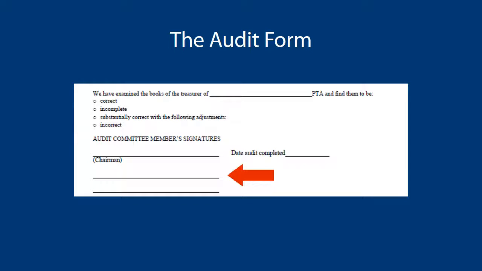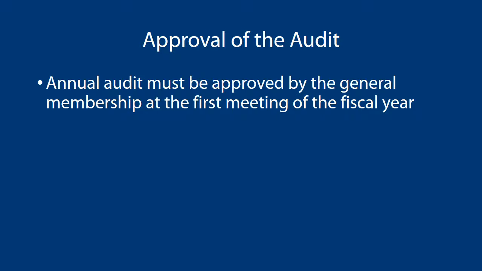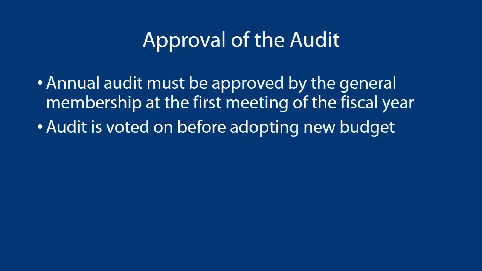The audit committee then signs off on the report and records the date that the audit was completed. The audit report is approved at your first general membership meeting of the fiscal year. It is approved prior to adopting your PTA's budget for the coming year. Basically, you are closing the books from the previous year before laying out your plan for the coming year.